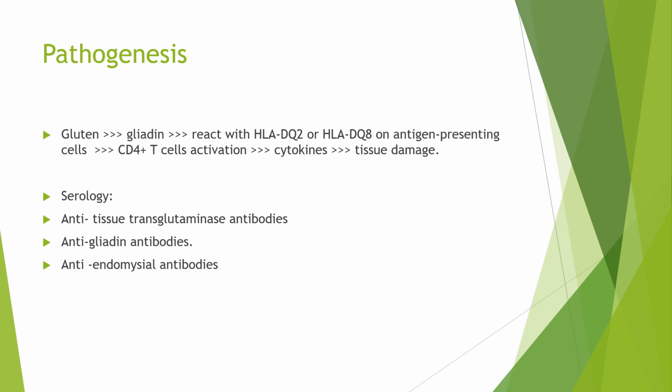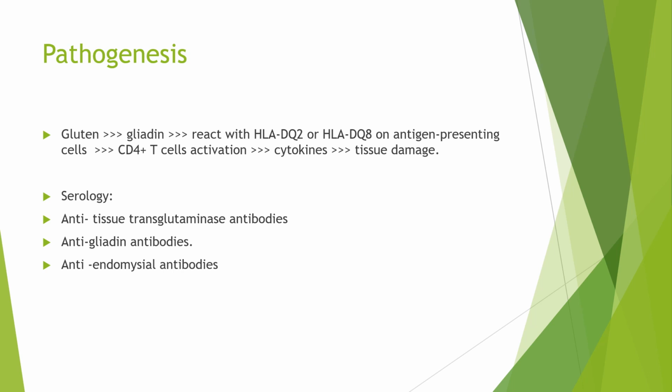The tissue damage that occurs in celiac disease is mainly the loss of the villus architecture, which is necessary to give a large surface area for the absorption of nutrients. So there will be loss of this villus architecture with the conversion into a flat mucosa.